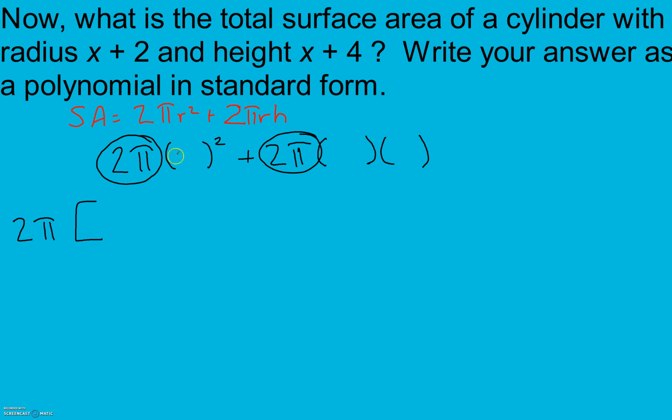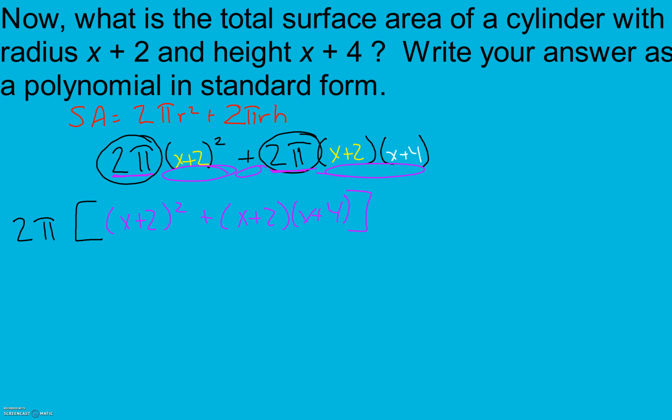So here my radius is x plus 2 and my height x plus 4. So once I took out the 2 pi's, what I have left is x plus 2 squared plus x plus 2 times x plus 4.